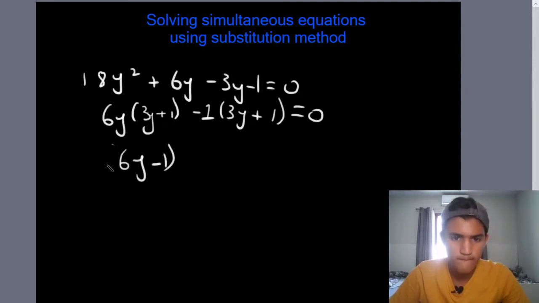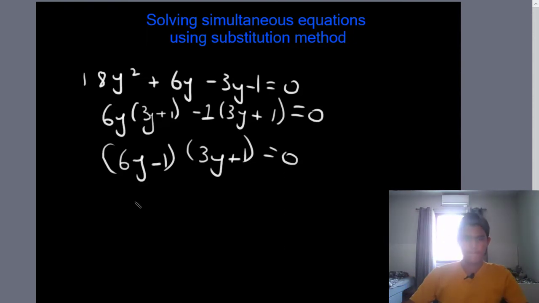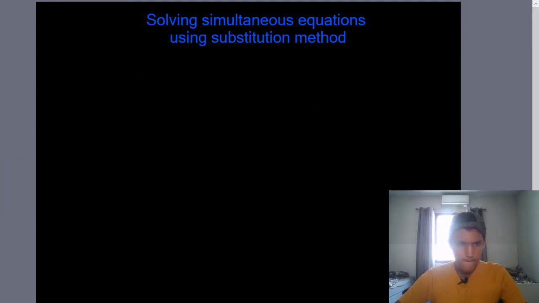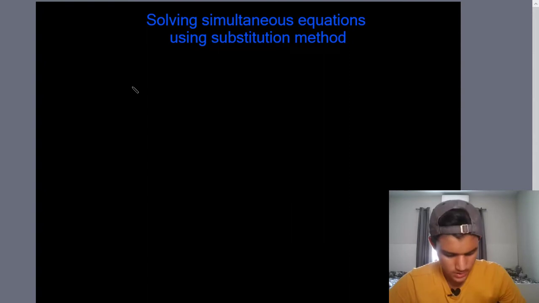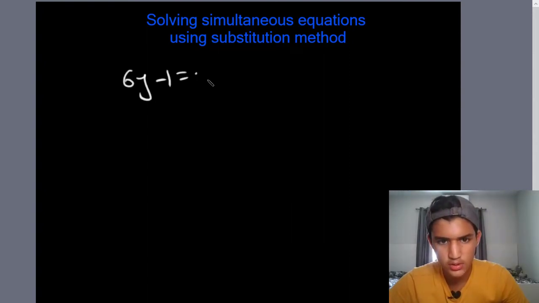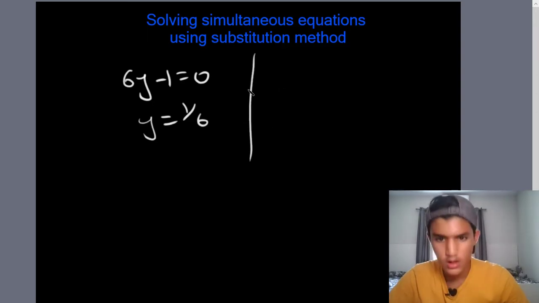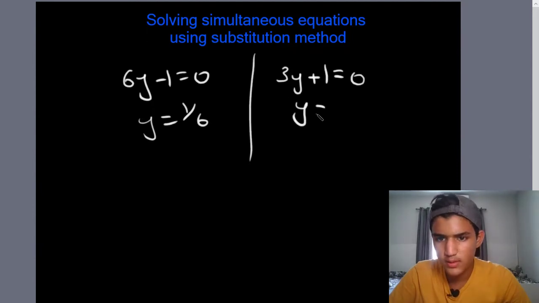6y minus 1, 3y plus 1 is equal to 0. So we're going to separate the two brackets. So 6y minus 1 is equal to 0, y is equal to 1 upon 6. 3y plus 1 is equal to 0, y is equal to minus 1 upon 3.